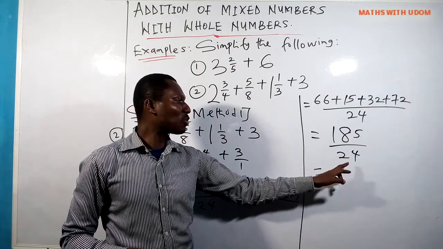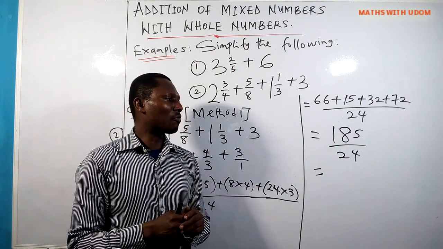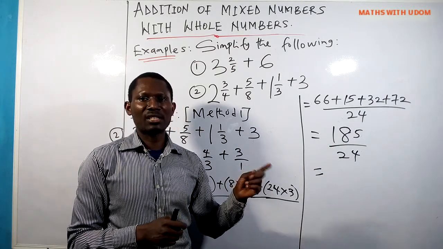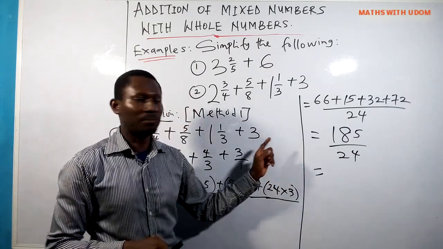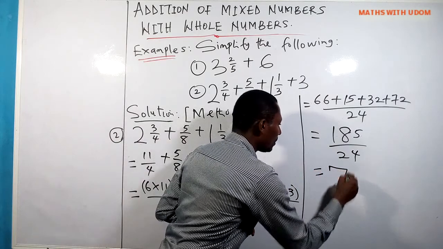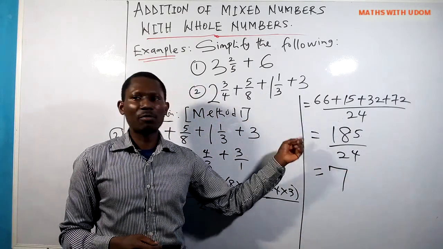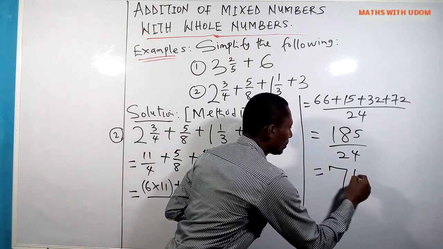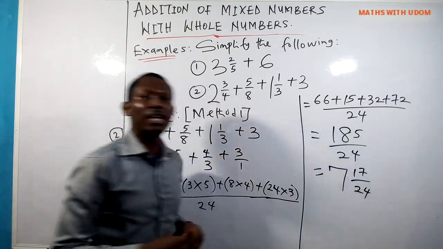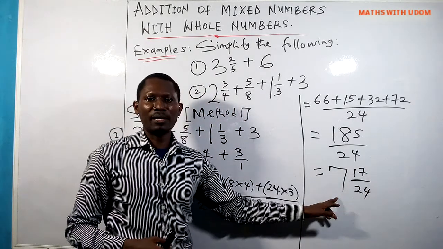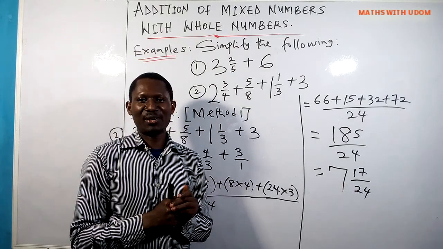So how many 24 can go in 185? 24 in 185 will give us 7, because 7 times 24 gives us 168. So we have 7. 185 minus 168 gives us 17. So 17 over 24. So our answer is 7 whole number, 17 over 24. Is that okay?